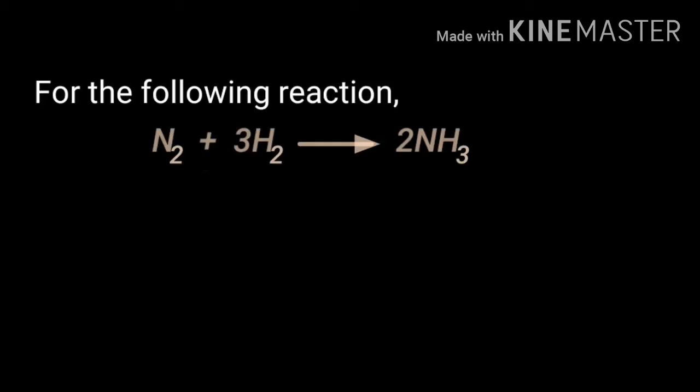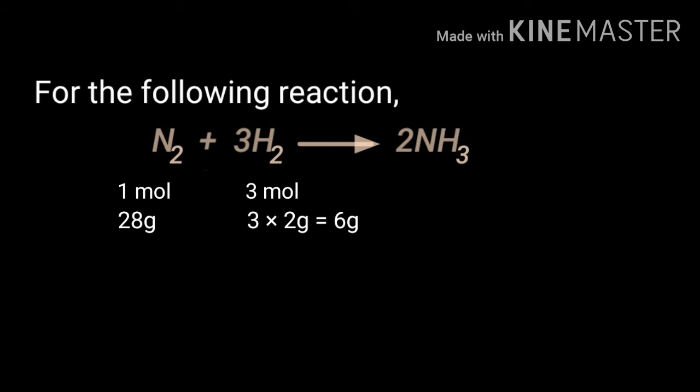Next topic, limiting reagent. What is meant by limiting reagent? It can be explained by using an example. Consider the chemical equation indicating the Haber process for the production of ammonia from nitrogen and hydrogen gases.